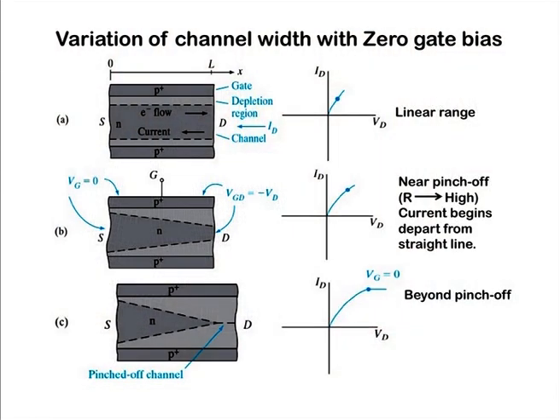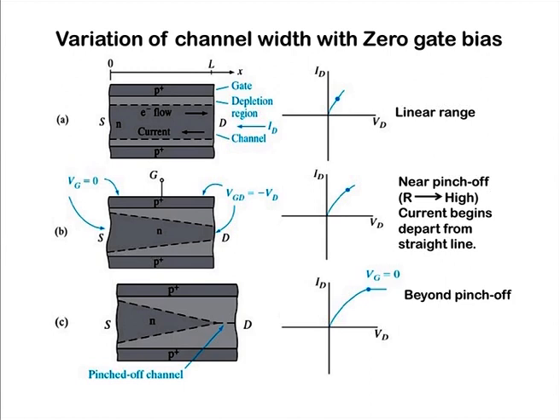Variation of channel width with 0 gate bias. If we do not apply any gate bias, we will see how our current voltage characteristic looks. Here we have not applied any gate bias, and our source is considered as the reference, and on the drain we are applying some voltage. This channel is N-type, so electrons will flow from source to drain, and current will be in the opposite direction, from drain to source.